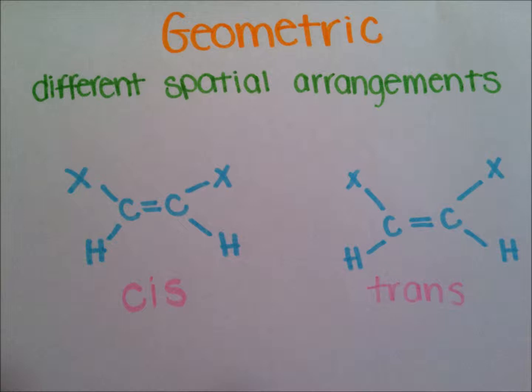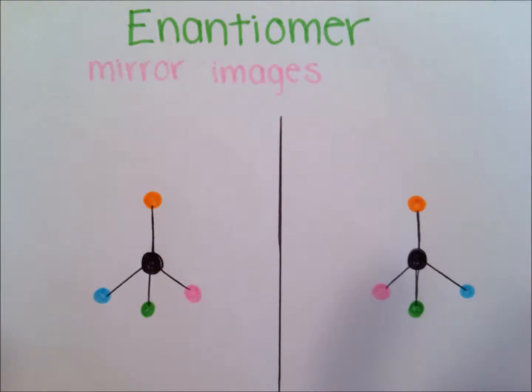Geometric has to do with the different arrangements of atoms in space. If the same atoms are on the same side of the double bond, it is called cis. If the atoms are on different sides of the double bond, it is called trans. The final isomer in the forest is an enantiomer. They are mirror images of a molecular formula. They cannot be placed on top of each other and line up.